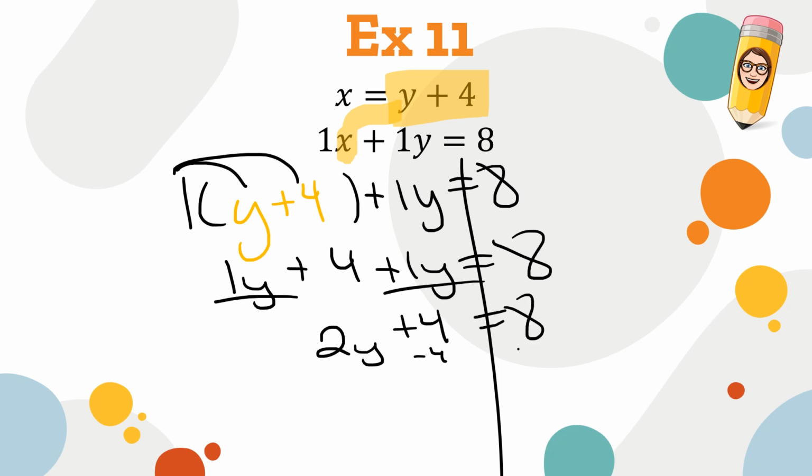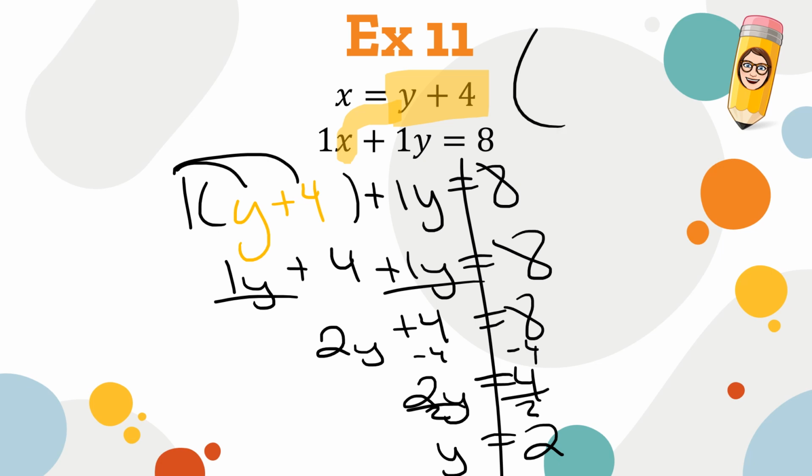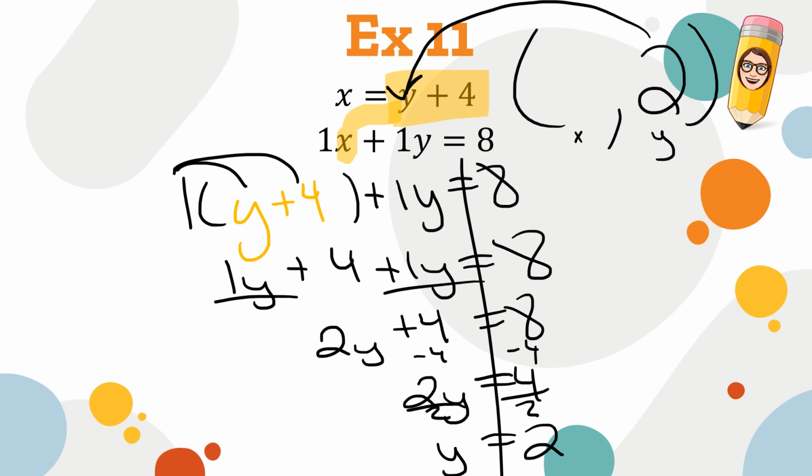Undo addition or subtraction. I'm going a little fast here. Pause if you need. And divide by 2. Y is 2. I need to find X. Oh, this one's easy, guys. Look at this. What's 2 plus 4? 6. See how I did that? I just went and changed the Y to 2.